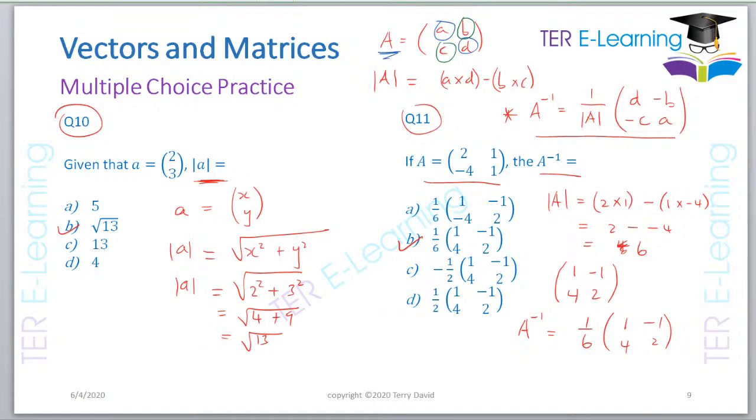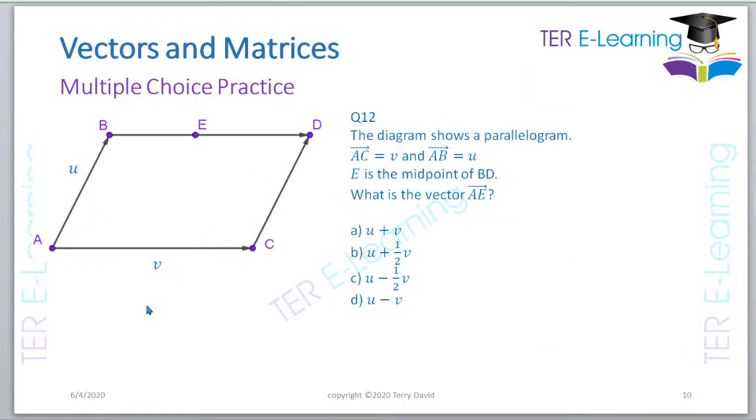All right, now let's do some fun stuff. Let's look at question 12. The diagram shows a parallelogram. AC is equal to V, AB is equal to U, E is the midpoint of BD. What is the vector AE? Please make sure you understand how to do a question like this, because you may see something similar to this in July. So make sure you know how to do this question.